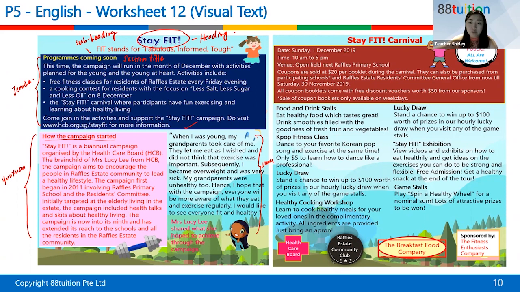Okay, now Siti, I think you've just joined us. Today is your first lesson with us, right? Siti, which school are you from? Sorry again? I can't hear you clearly. Could you maybe type it in the chat? Okay. Let us just continue with our visual text while Siti types in the chat.